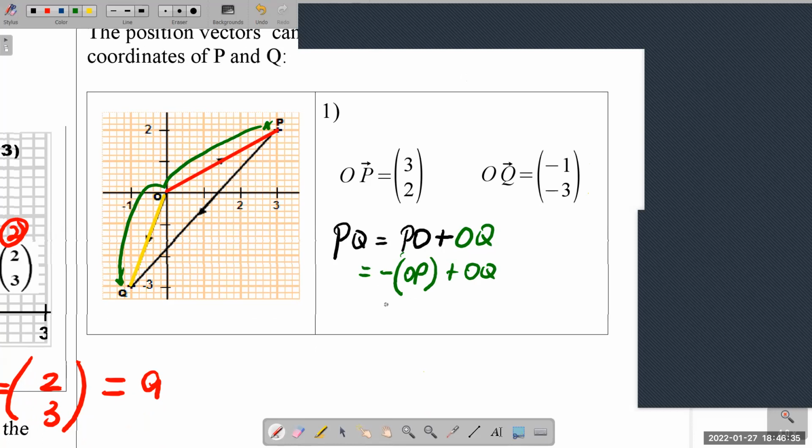Where did this negative come from? Because remember, we ain't following the direction of the arrow. We're going in the opposite direction if we want to go from P to O. So we need to make OP negative. Right? So how do we make it negative? If I put a negative here, and I have 3, 2, what's going to happen to the numbers inside? Both of them going to become what?